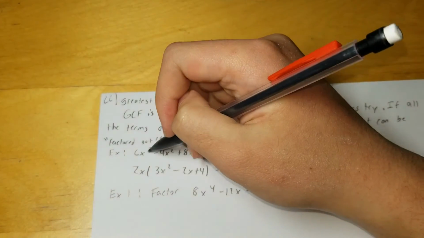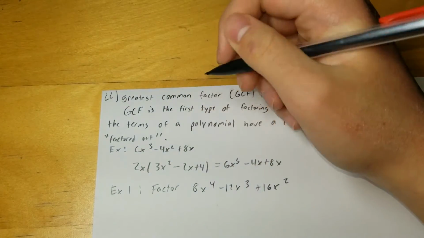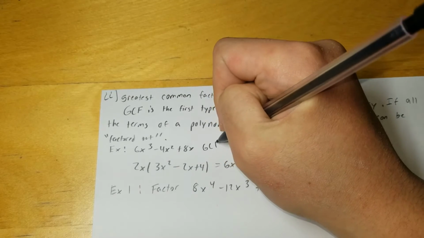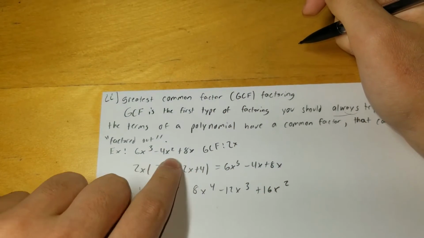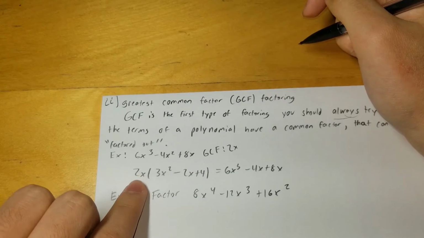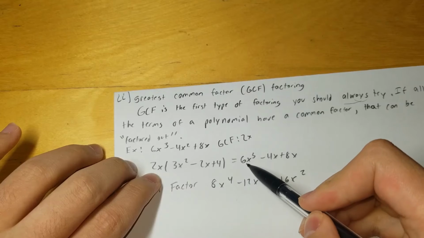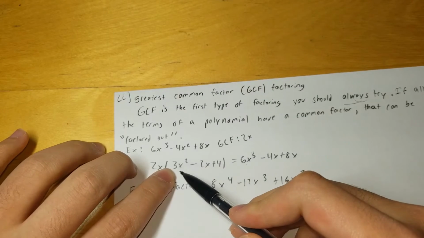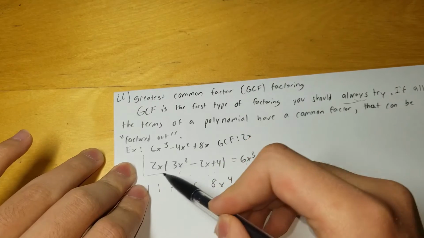So 6x cubed minus 4x squared plus 8x. What is a GCF of this? Let's see. Let's write it out. That would be 2x because it works out for everything. So 2x. And then what multiplied by 2x will give you 6x cubed? That would be 3x squared. And you repeat the process till you get this, and this will be your final factored form.